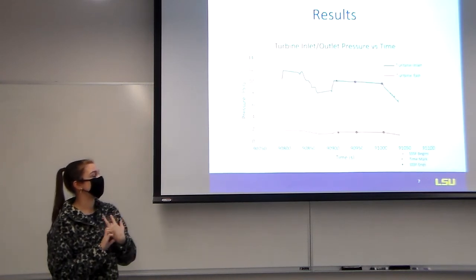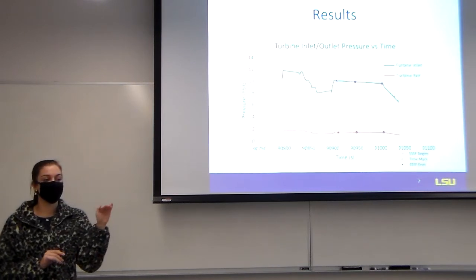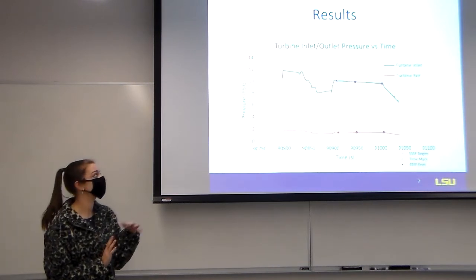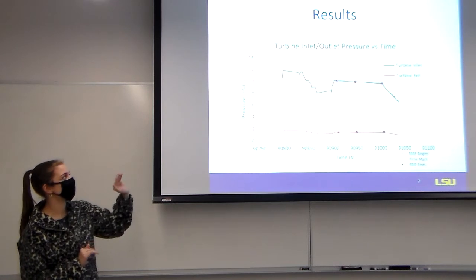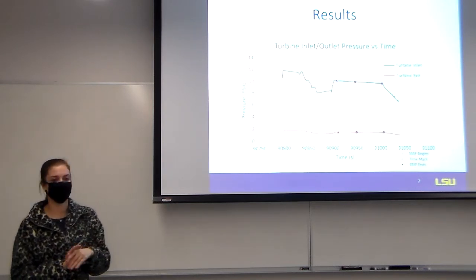Here's the turbine inlet and outlet pressures versus time. The pressure when the steam enters the turbine is a much higher energy steam. That's why your PSI is much higher, and it's a little bit more chaotic than the continuous lower pressure at the exit.